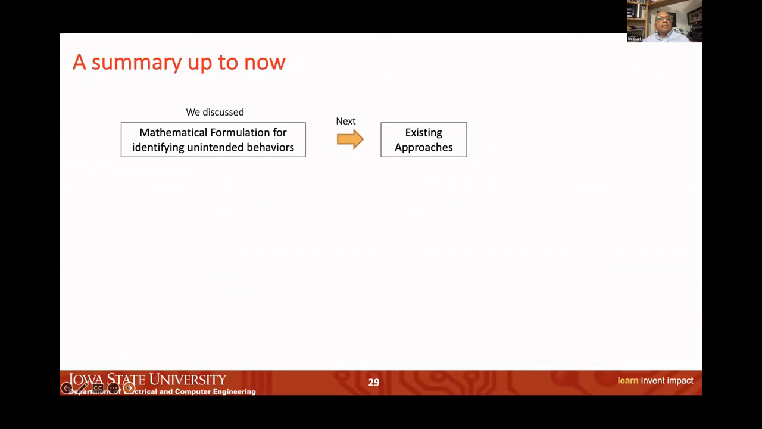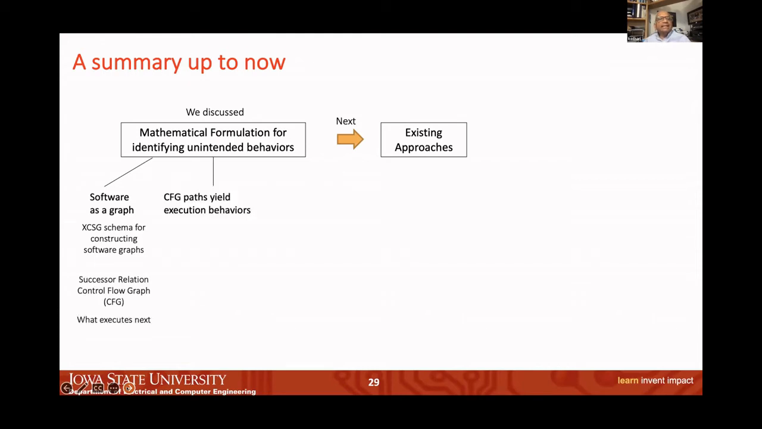So let's summarize what we have discussed so far before we go on. We have discussed the mathematical formulation for identifying unintended behaviors. There are three things. First, software can be viewed as a graph. The second is that CFG paths yield execution behaviors. And the third thing is we can characterize the unintended behaviors by defining properties of paths.